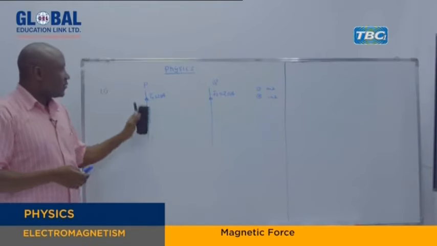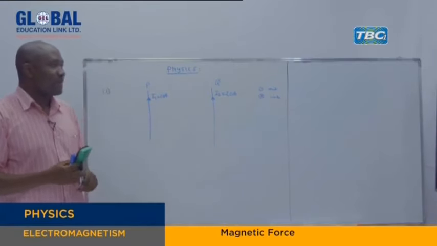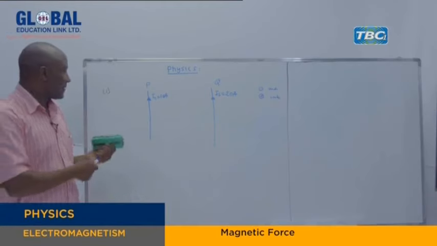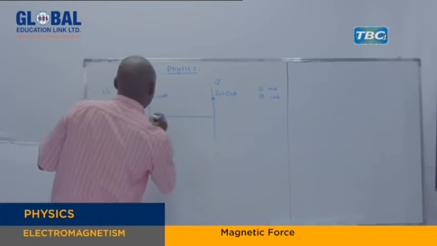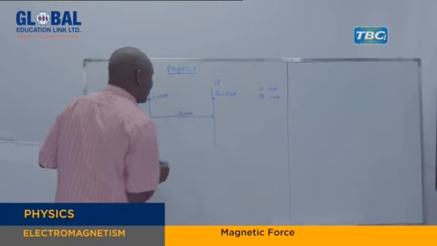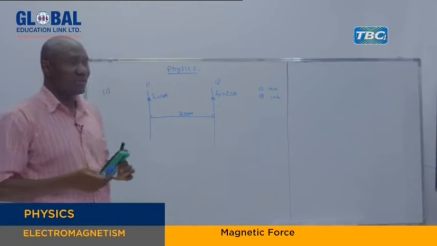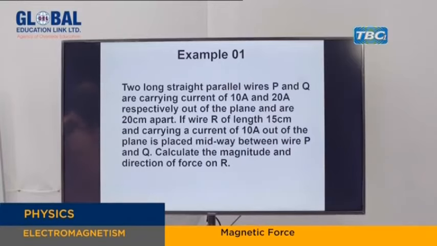So the 2 wires are given, the values of the current are given, and the distance between the 2 wires is given. The perpendicular distance here is 20 centimeter. So step number 1, you should know the information which is given, and that information should be shown on the diagram, a labelled diagram. So we have wires P, Q, the currents I1, I2, and the distance between the 2 is 20.